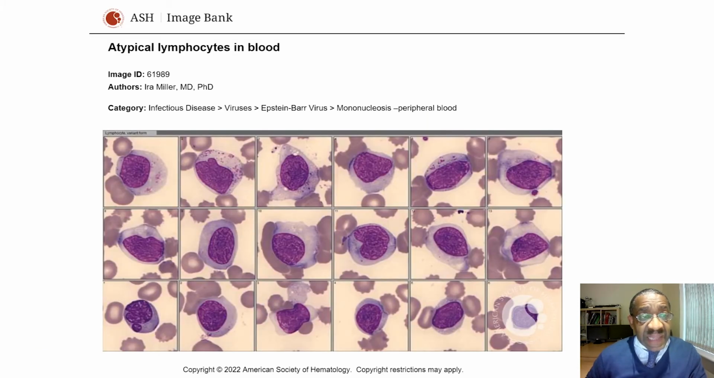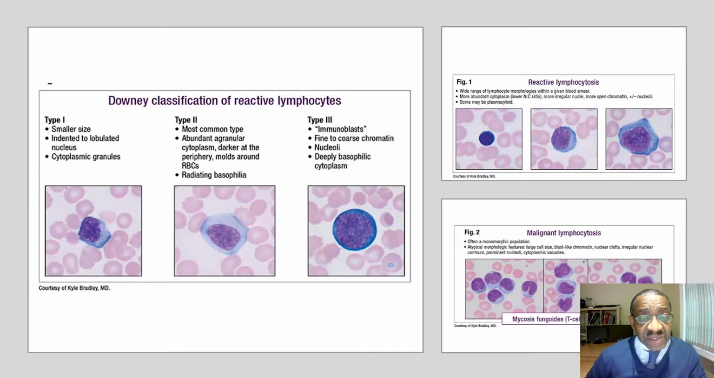As an example of a reactive lymphocytosis, this image shows a large number of lymphocytes. You can see they're very big. They've got quite a large volume of cytoplasm. But what these cells are also doing is they're creeping around the red cells, which is a characteristic of reactive lymphocytes. And some of them have granules in them, described as large granular lymphocytes, commonly seen in viral infections.